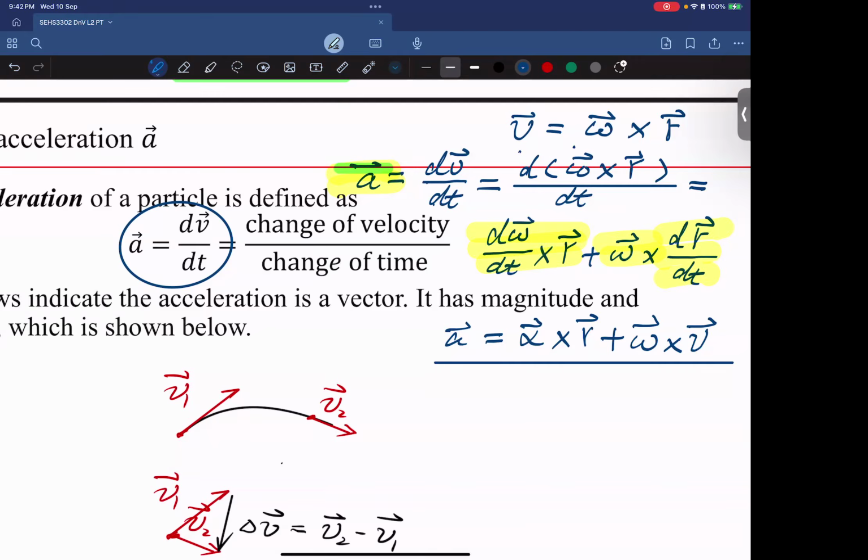And we will use these two formulae to solve problems, maybe hundreds of times in kinematics.